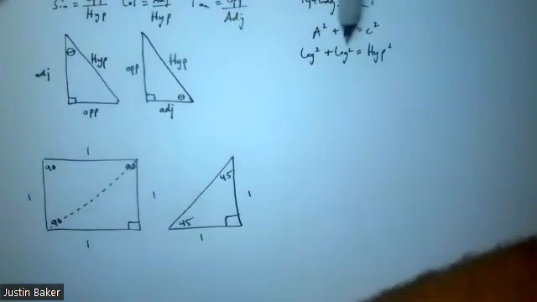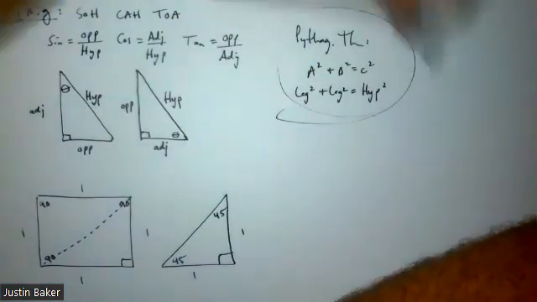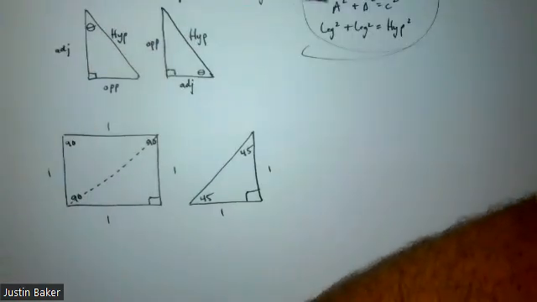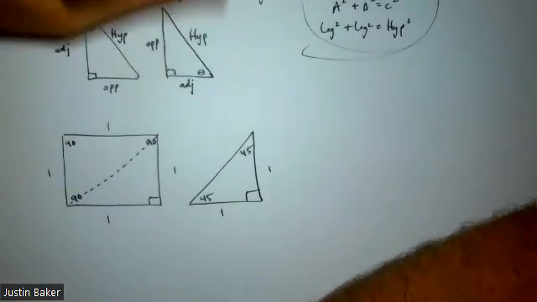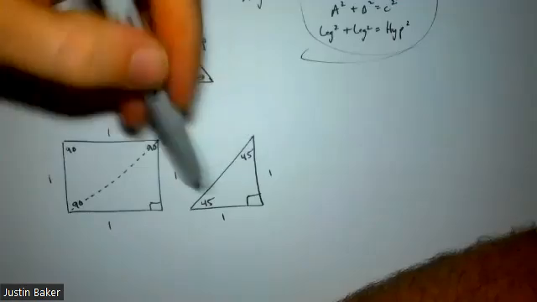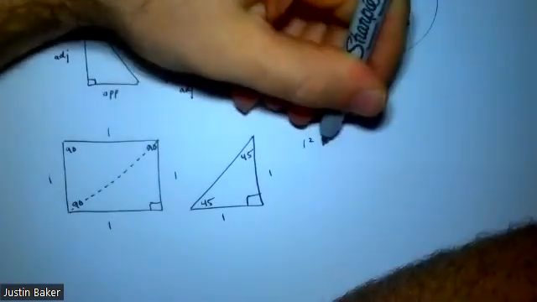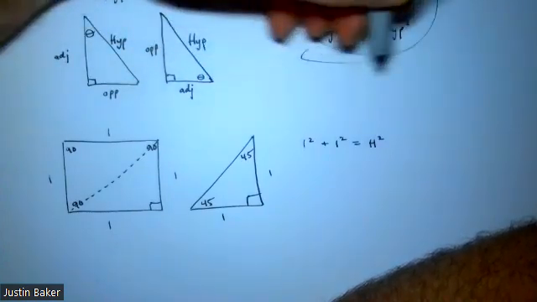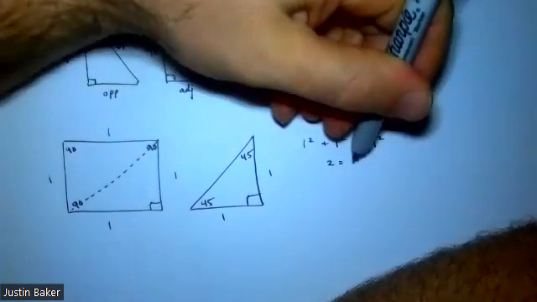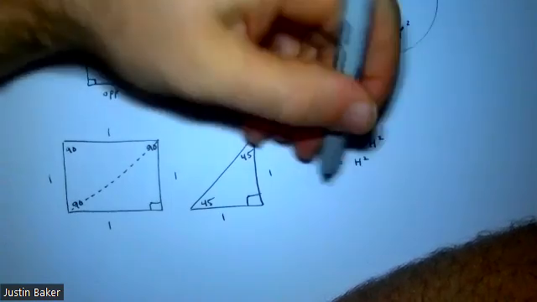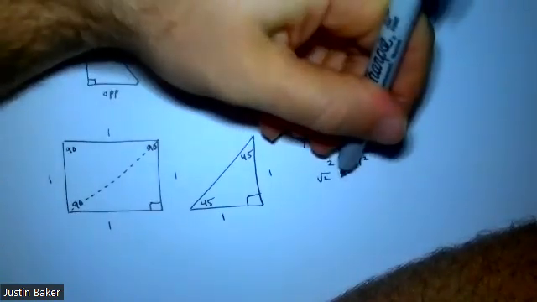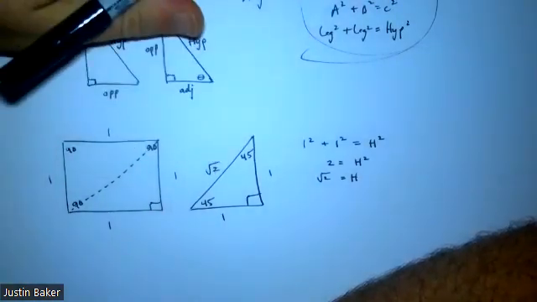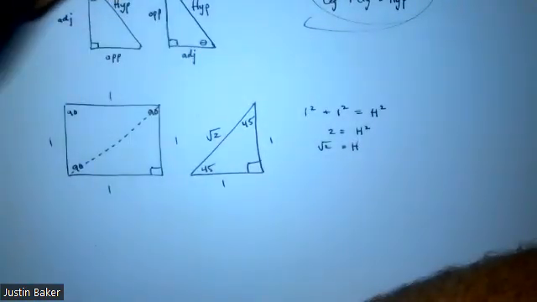Well, how would we go about finding that hypotenuse? We have a formula for that, right? Pythagorean theorem. So the Pythagorean theorem is a squared plus b squared is equal to c squared. So if you run that over here, this would be 1 squared plus 1 squared is equal to your hypotenuse squared. So that gives you 2 is equal to your hypotenuse squared. So that gives you root 2 is equal to the hypotenuse. Okay, so why is that important, you might ask?